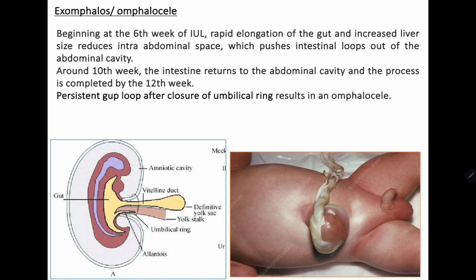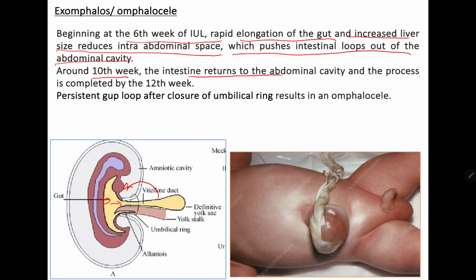Now, I told you that during the beginning of the 6th week of intrauterine life, the rapid elongation of the gut and the increased liver size reduces the intra-abdominal space, which pushes the intestinal loop out of the abdominal cavity. Around the 10th week, this intestine returns to the abdominal cavity.